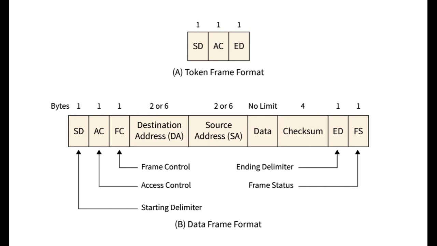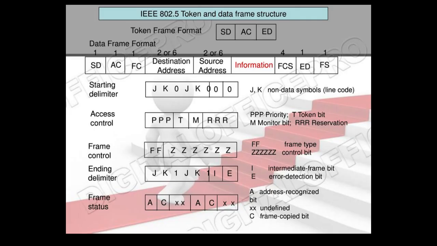We saw in the case of Ethernet, the frame format is like 10101. Likewise, in the case of start delimiter, the frame format is like JK0JK000. J represents the high voltage and K represents the low voltage. They are the non-data symbols.